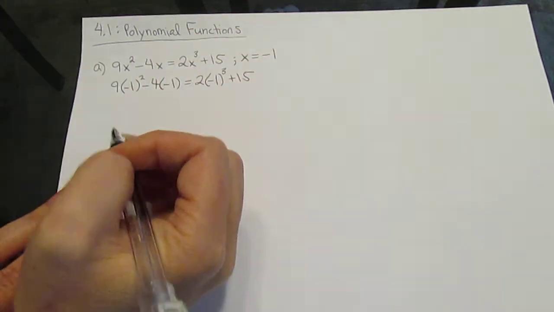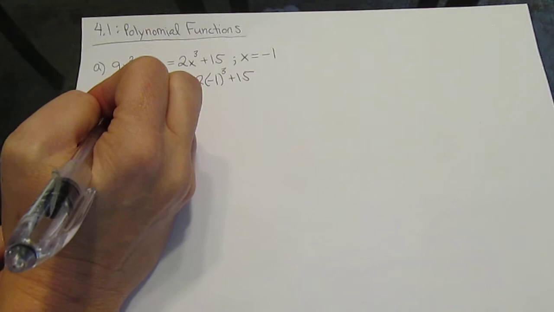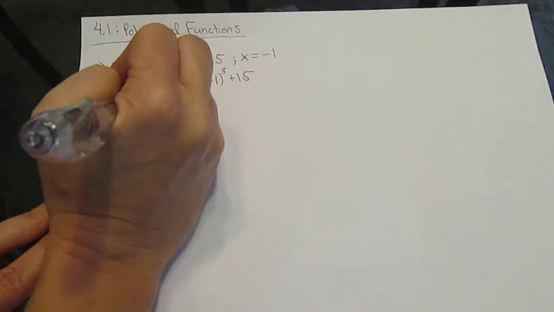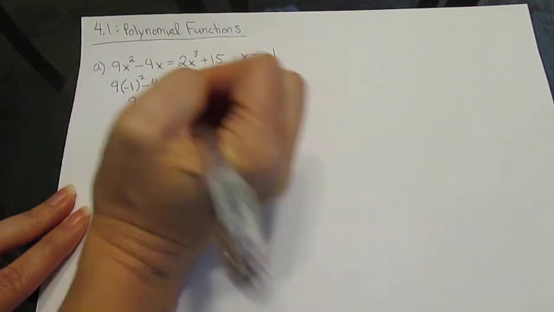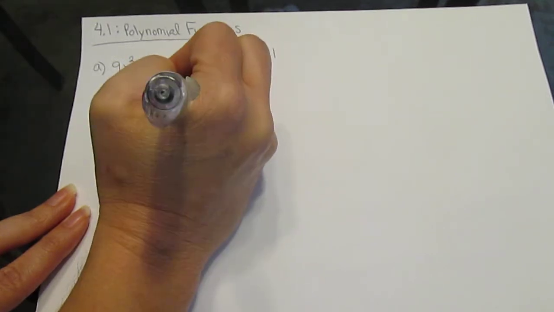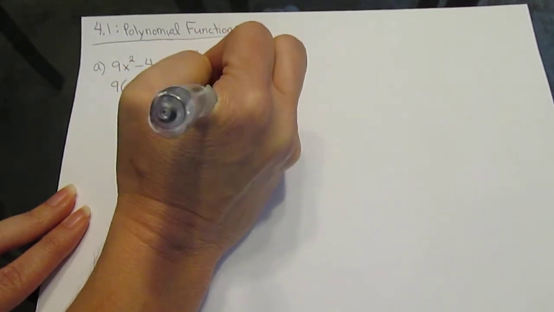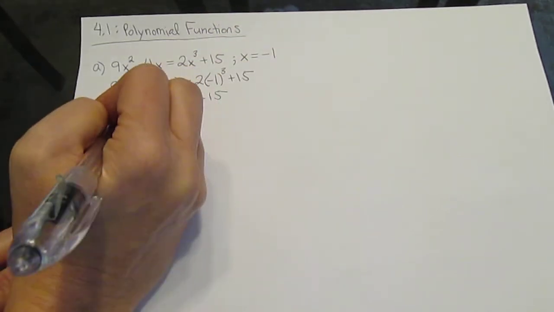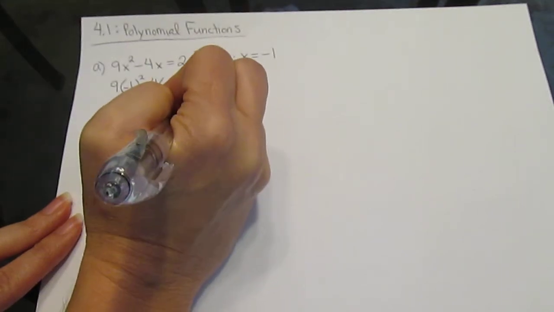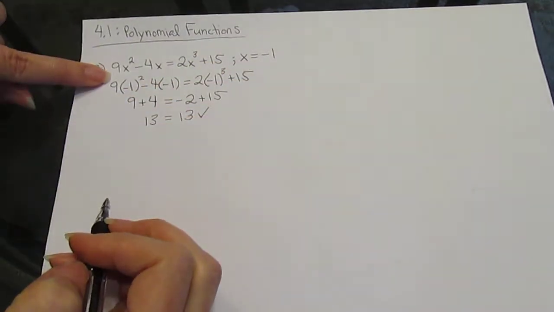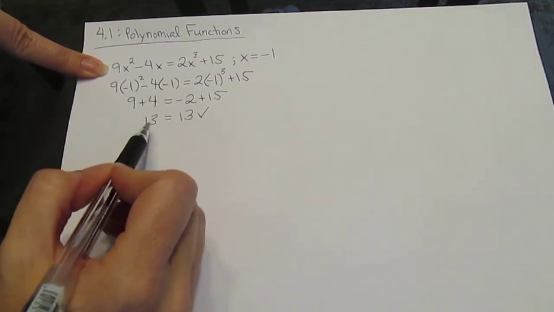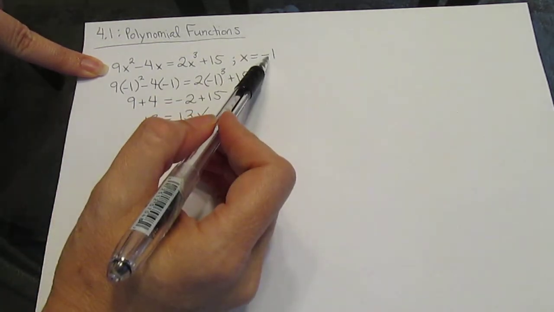15. So -1 squared, that's a positive 1, so we'll get a 9 here. A negative times a negative is a positive. We've got a -1 to the third power, so that's a -1 times 2, so -2 plus 15. And we get 13 equals 13. That's what you want to happen. Okay, so if they give you a problem that's an equation, you want both sides to be the same number. That's what tells you that it was a zero.